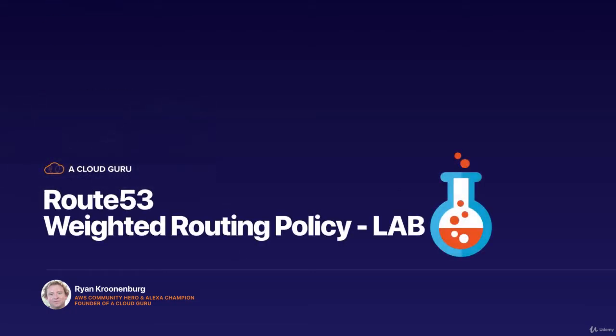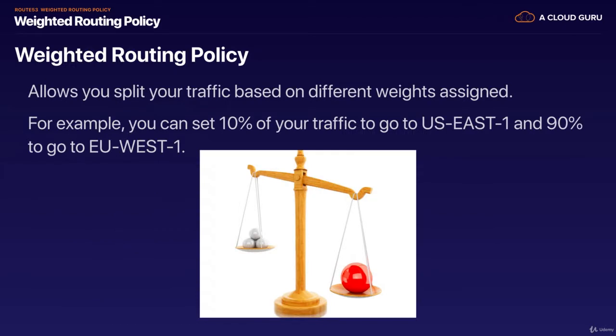In this lecture, we're going to look at weighted routing policies. Weighted routing policies allow you to split your traffic based on different weights assigned. For example, you can send 10% of your traffic to US East 1 and 90% of your traffic to EU West 1.